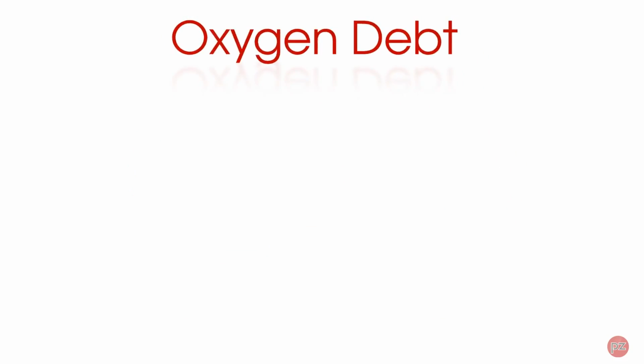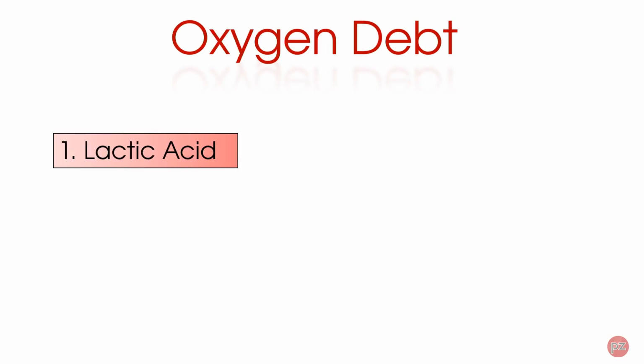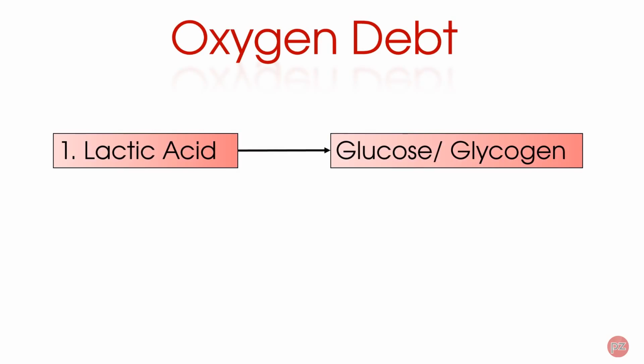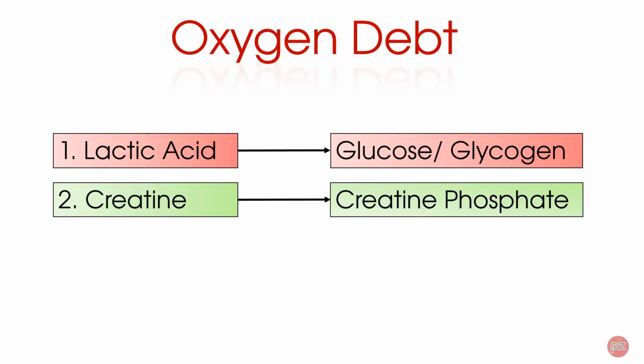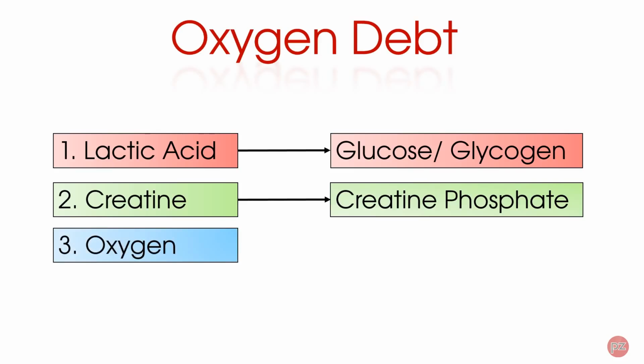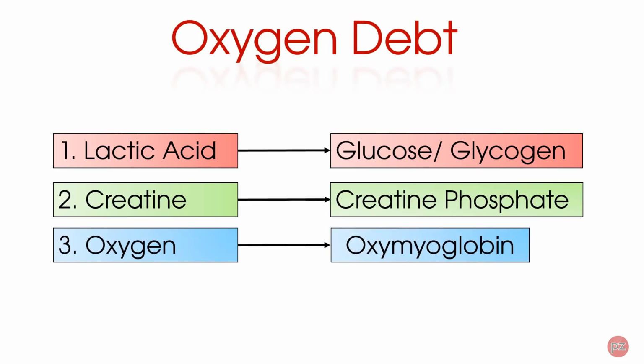Firstly, it's used to convert lactic acid into glucose or glycogen stores, which can then be put into the liver, to resynthesize creatine phosphate from creatine, and to replace the oxygen that's been removed from our myoglobin in our muscles to make our oxymyoglobin. You can breathe like this after exercise for a few minutes, or if it's really strenuous exercise, then this can last several hours.